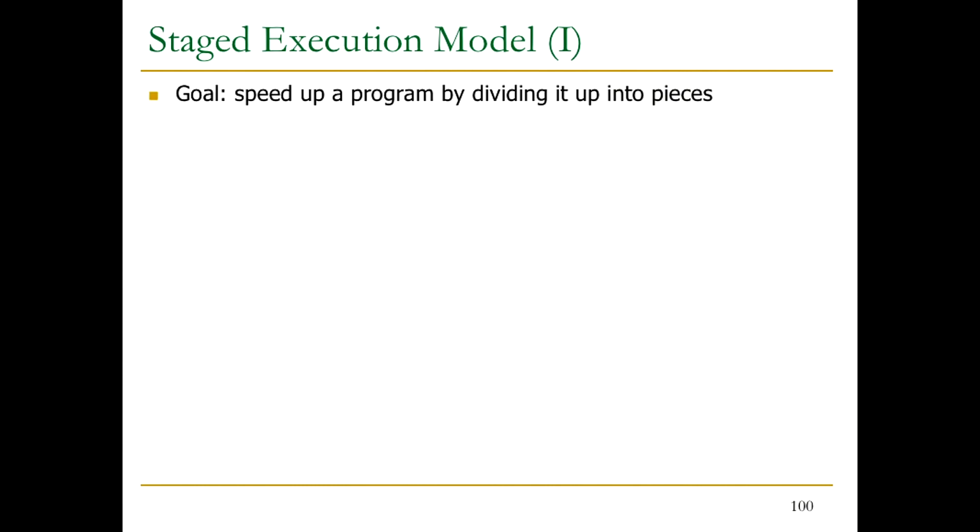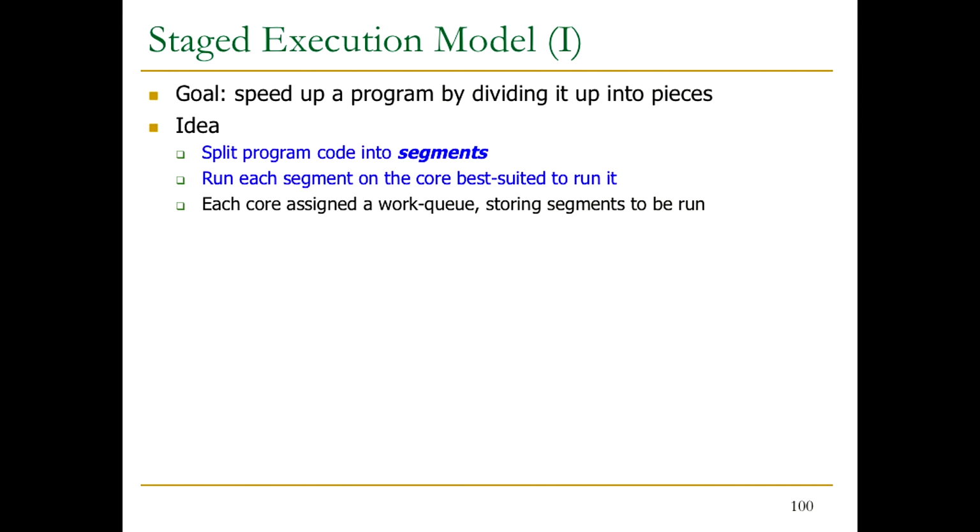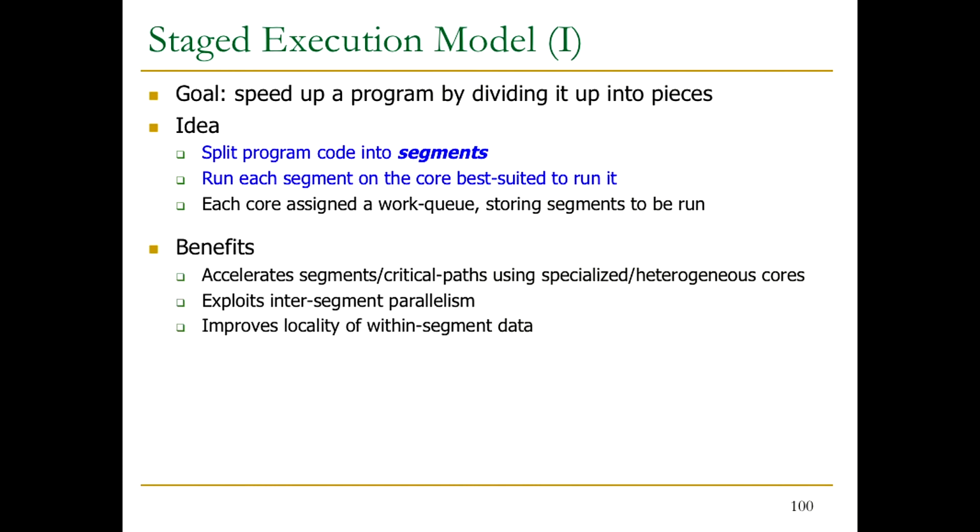So the staged execution model is a very general model. It's a general way of thinking about parallelism, actually. The goal is to speed up a program by dividing it up into pieces. It could be any kind of code piece, right? So you could consider threads as part of the staged execution model. You split the program code into segments. You run each segment on the core that's best suited to run it. That's the ultimate form of heterogeneity. And each core is assigned a work queue storing segments to be run.